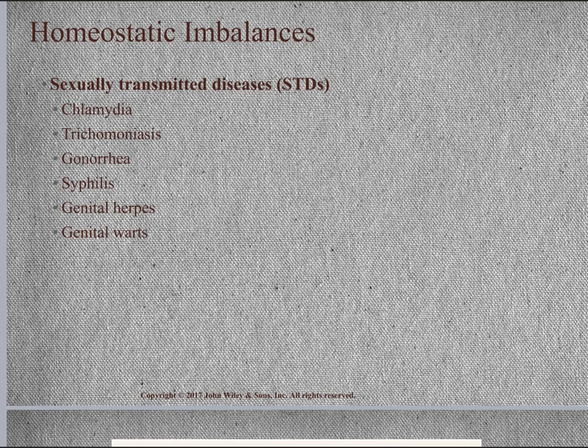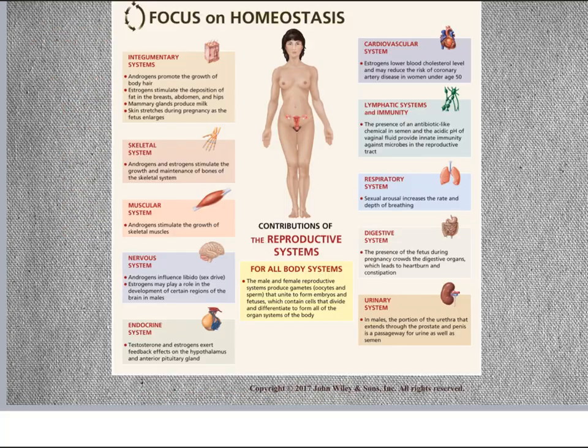Some sexually transmitted diseases that we can look at or talk about. We have introduced chlamydia, trichomoniasis, gonorrhea, syphilis, genital herpes, and genital warts. Lastly, we focus on homeostasis. So for the male and female reproductive systems, basically, they produce gametes, oocytes and sperm, that unite to form embryos and fetuses, which contain cells that divide and differentiate to form all of the organ systems of the body.